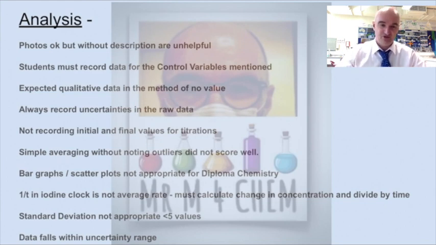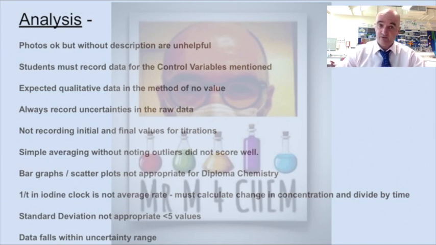Okay. Bar graphs and scatter plots. Everyone knows this now, right? Not appropriate. Don't do it. Iodine clock, the reciprocal of time, 1 over t, is not the average rate. I'll say that again, 1 over t is not the average rate, it's the instant rate. If you want the average rate, you have to do change in concentration and divide it by the time.